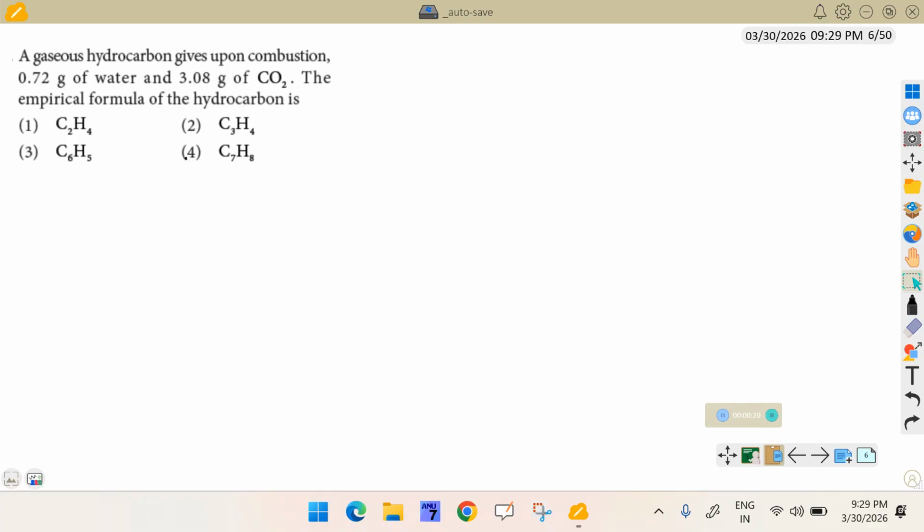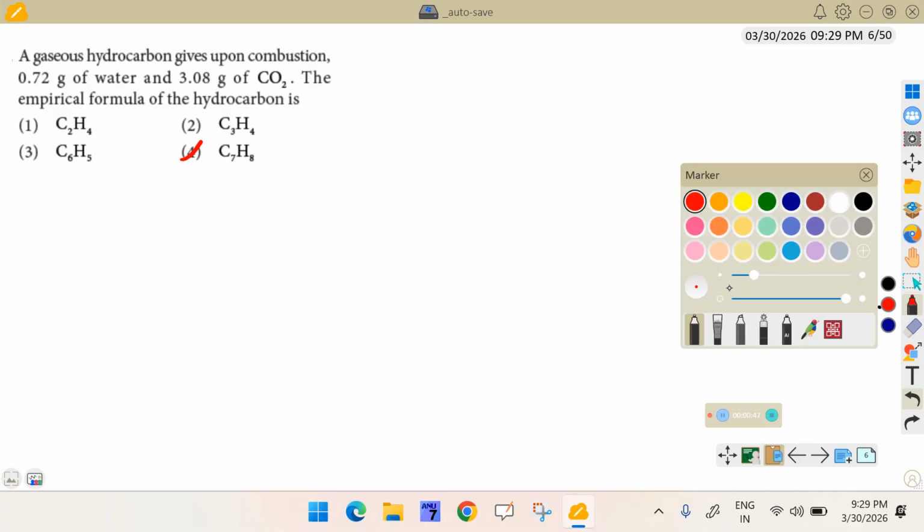Given a gaseous hydrocarbon gives upon combustion 0.72 grams of water and 3.08 grams of CO2. The empirical formula of the hydrocarbon is... So, take combustion, do the trial and error method, take C7H8. C7H8 undergoes combustion.